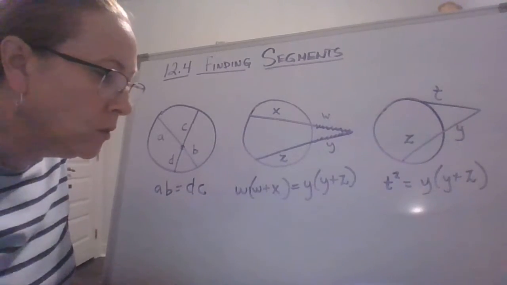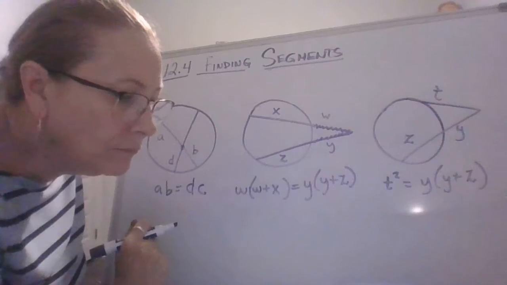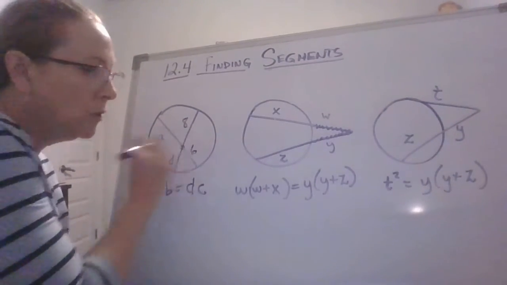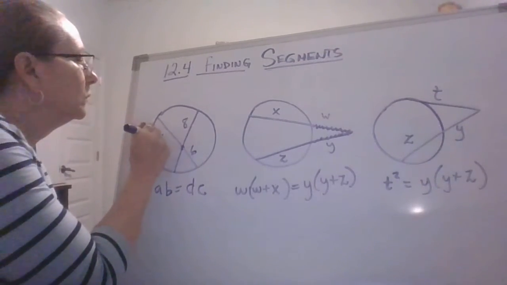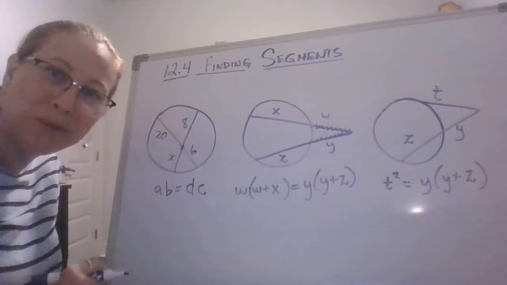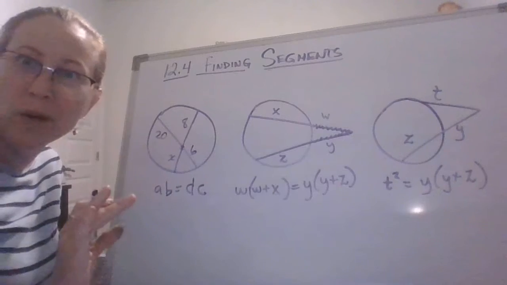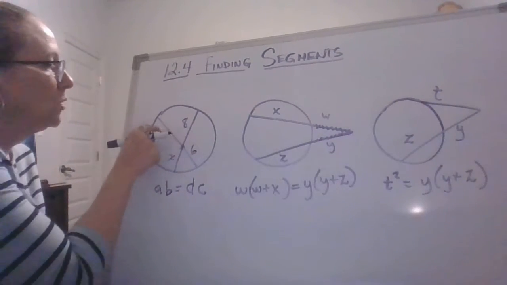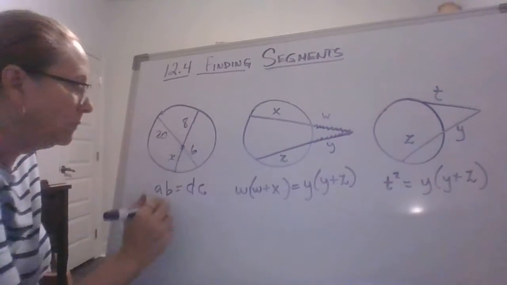I am going to use the numbers 8 and 6 for these two, and 20 and X for the other two. Now, these are not to scale, so if you're saying, this doesn't look right, don't worry, it's because I did not draw this to scale. So 20 and 6 are on the same segment. Those were my A and my B.